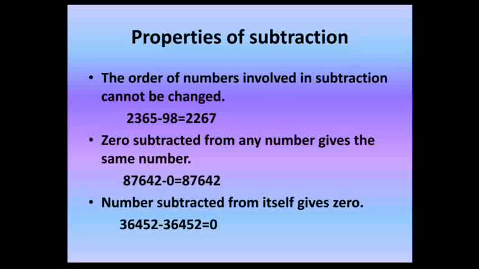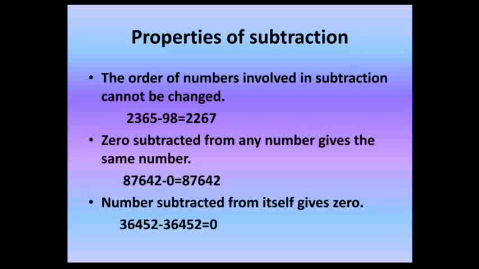Now the second property is 0 subtracted from any number gives the same number. It means if you subtract 0 from any number, you get the same number. Like 1 minus 0 is 1, 2 minus 0 is 2. For example, if you have 2 candies and you have not eaten any of them, it means you have 2 candies left. So 3 minus 0 is 3.